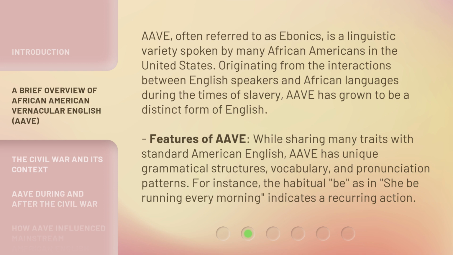AAVE, often referred to as Ebonics, is a linguistic variety spoken by many African Americans in the United States. Originating from the interactions between English speakers and African languages during the times of slavery, AAVE has grown to be a distinct form of English. Features of AAVE: while sharing many traits with standard American English, AAVE has unique grammatical structures, vocabulary, and pronunciation patterns. For instance, the habitual be, as in "she be running every morning," indicates a recurring action.